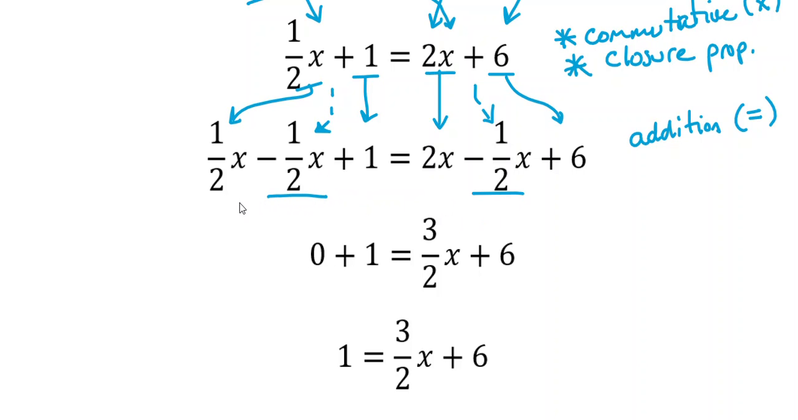So we added negative 1 half x to both sides, and why did we do that? Well, next step, 1 half x plus negative 1 half x, or 1 half x minus 1 half x, is 0, and that was really what we did that for. Didn't change the plus 1, and that was the property of opposites.